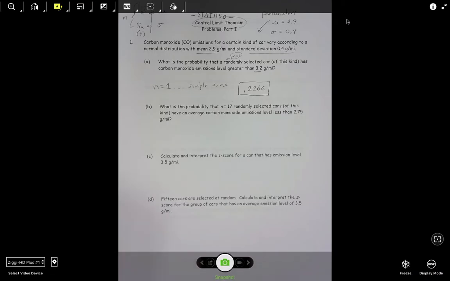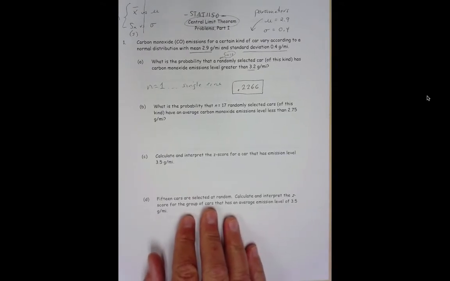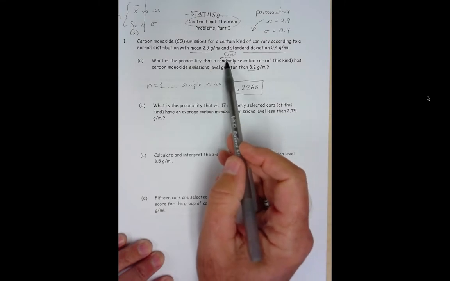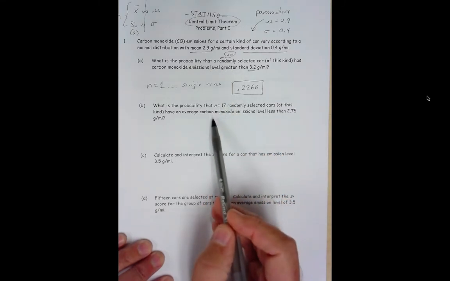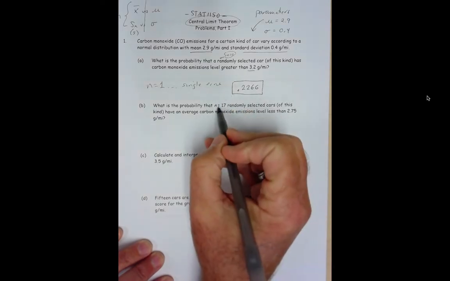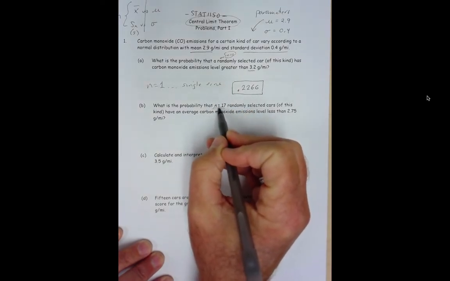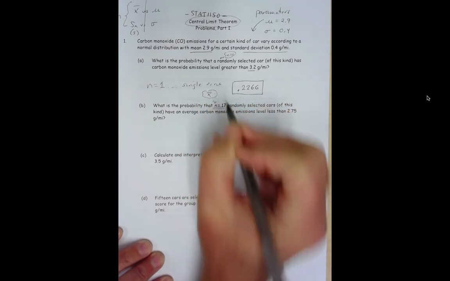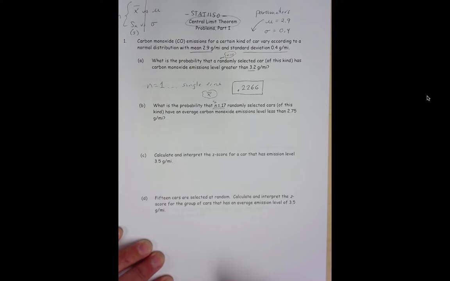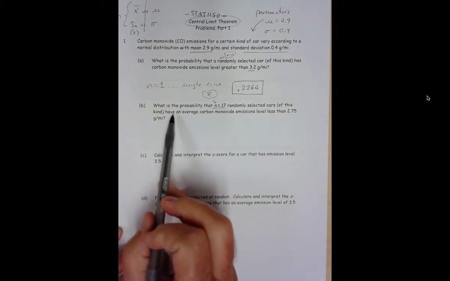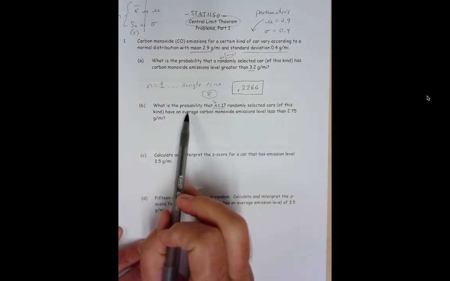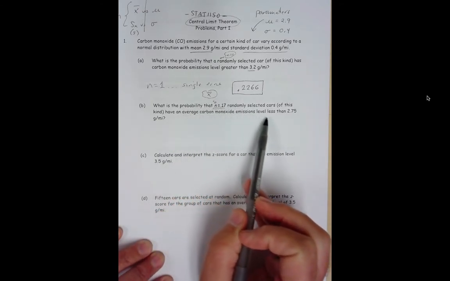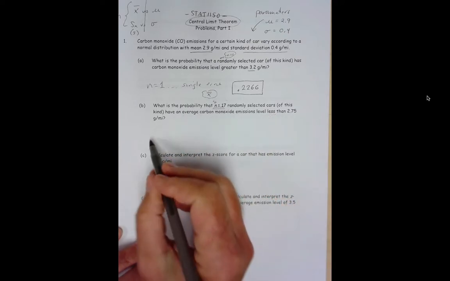All right. Next problem. Now, this is a problem where the central limit theorem kicks in, because we're not just looking at one car, we're looking at 17 cars. So when we think about 17 cars, how do we want to represent those 17 cars? Well, we want to add all 17 scores up, divide by 17, and get a sample mean. So now we're looking at the probability that the average measure of these 17 cars is less than 2.75.